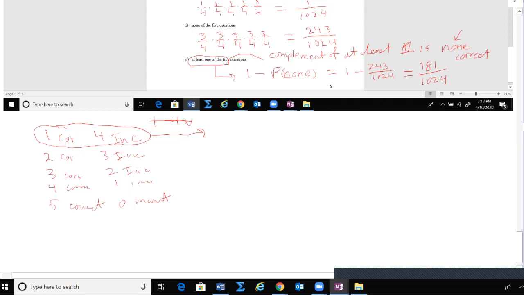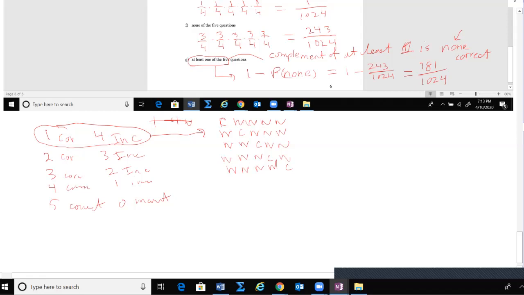Like I said, 1 correct, 4 incorrect. So there are several ways that can happen. You can have the first one right, first one correct, and then the next 4 wrong. You could also have wrong, correct, wrong, wrong, wrong, and so on. So whatever this probability is for the first one, we've got to multiply it by 5 because there are 5 ways for this to happen.